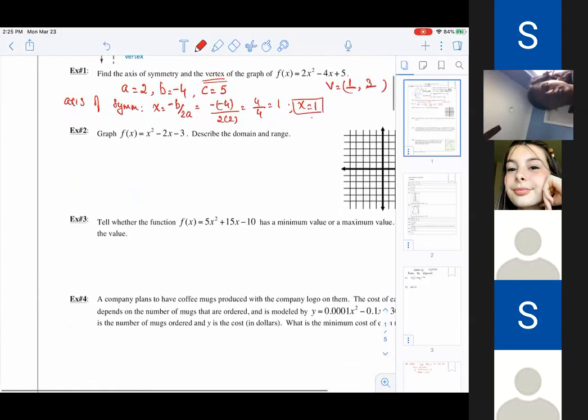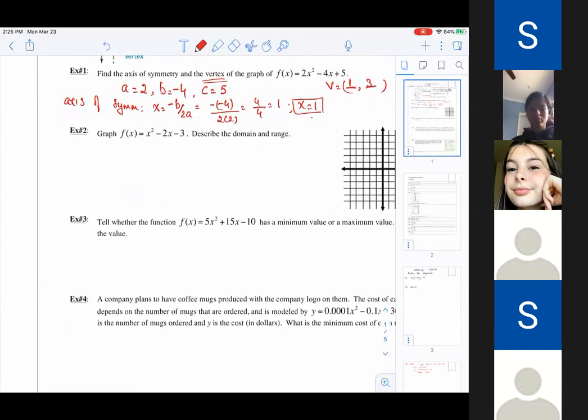In example 2, you're asked to graph the function and then describe the domain and range. You guys are already familiar with the domain and range. You already know how to graph it, but I'm going to show you guys a different way of graphing today. Okay, so just watch. First, again, I want you guys to find the axis of symmetry.